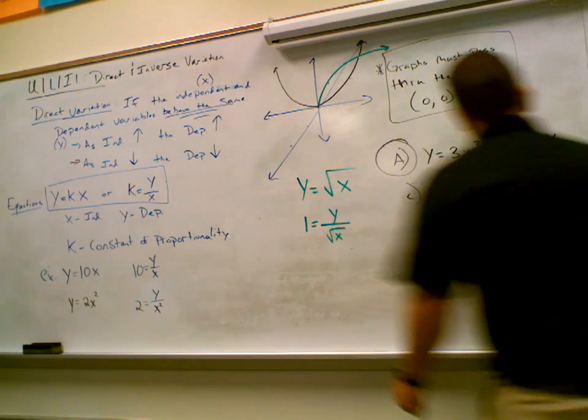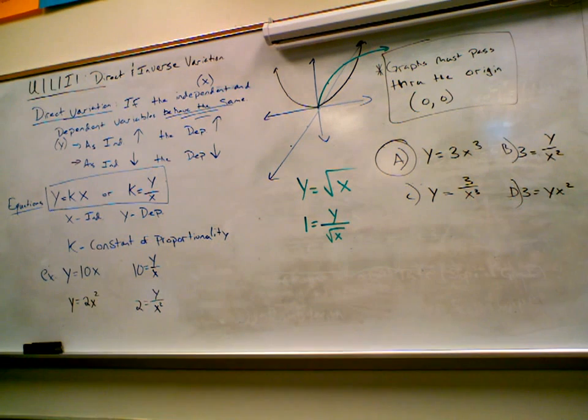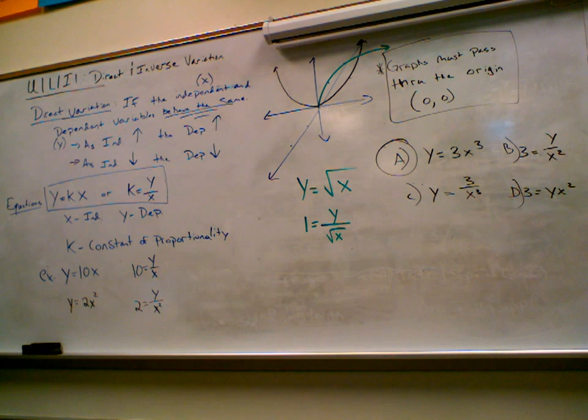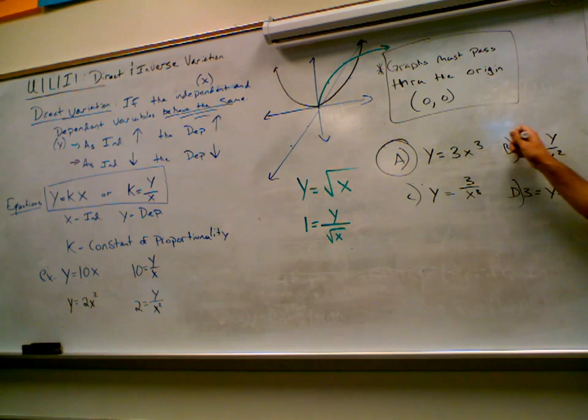Constant k, right, is a number. So the number's by itself. Which one of these has a number by itself? B, C, or D? B. B has a number by itself, right? Now does it equal my dependent over my independent? No. You sure? Yeah, it does. It looks just like k equals y over x, doesn't it? You gotta be confident.